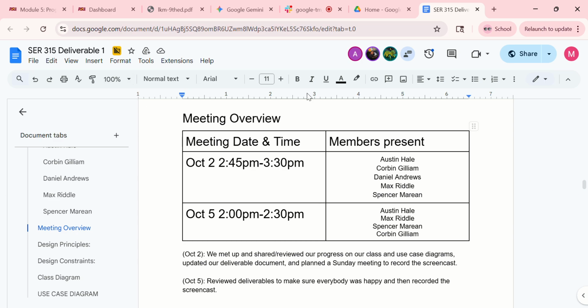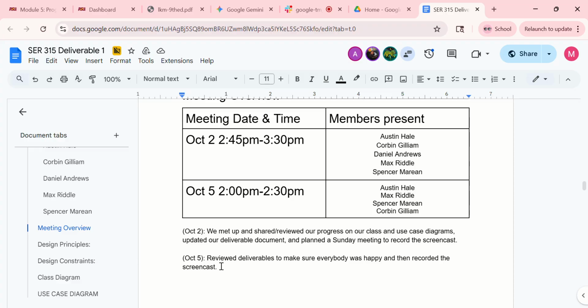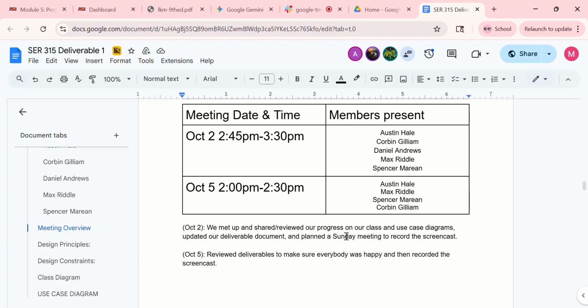Hi, this is our deliverable 2 for deliverable 1 for group Google. Second meeting. We met on October 2nd to refine and get our class diagrams and use case diagrams.